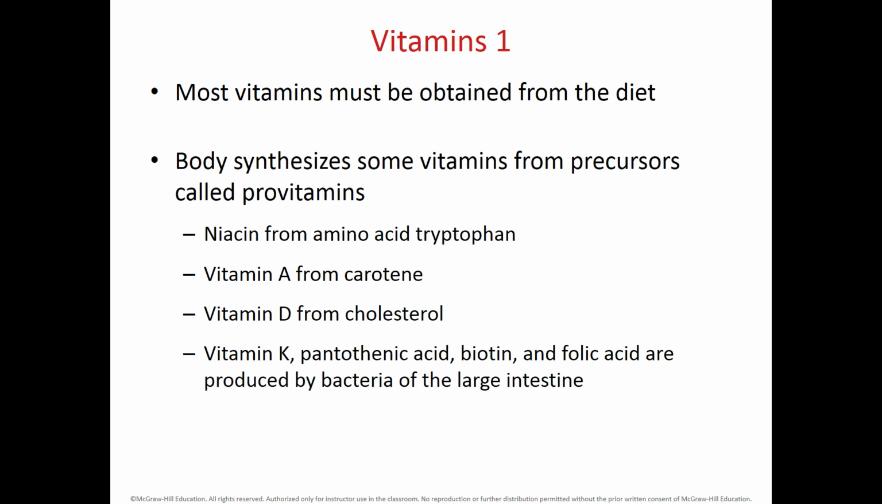For vitamins, we have this division into water soluble and lipid soluble. Water soluble are the vitamins B group and C, and lipid soluble are A, D, E, and K. Niacin is part of the vitamin B group and is derived from tryptophan. Vitamin A is derived from carotene, which is a pigment found in carrots and other vegetables. Vitamin D can be synthesized from cholesterol, and vitamin K can be synthesized by bacteria in the large intestine. Also, pantothenic acid, biotin, and folic acid can be produced by bacteria in the large intestine.